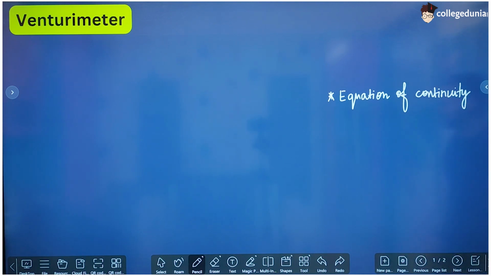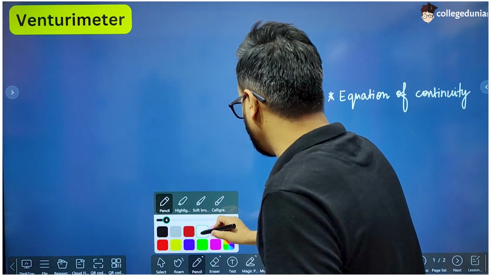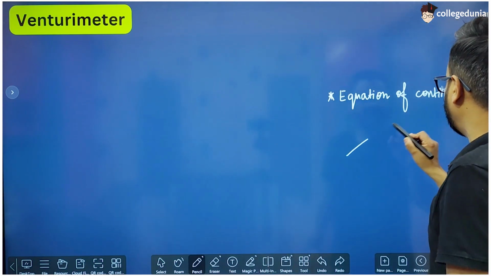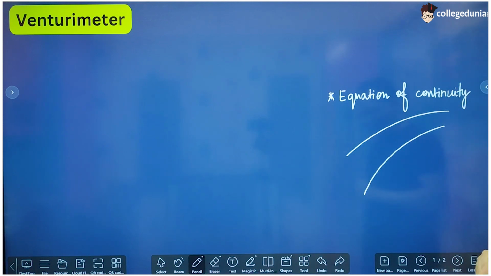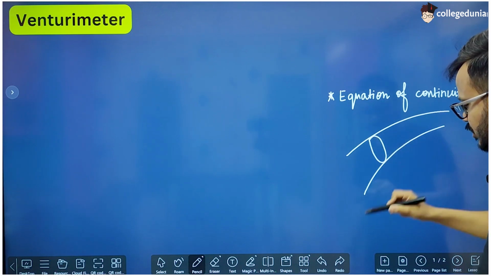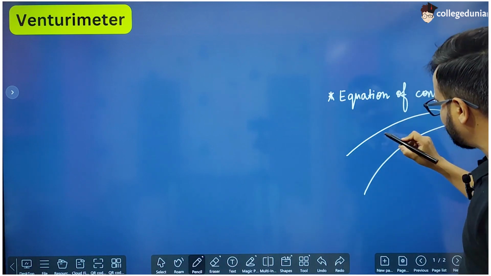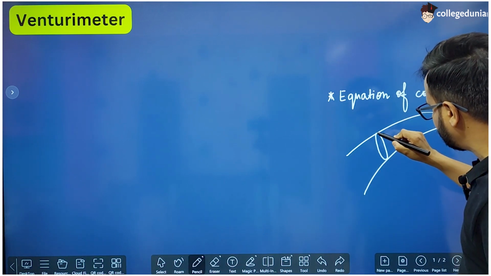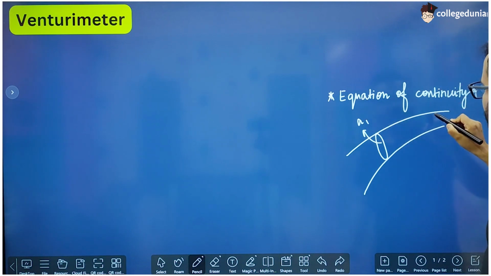Equation of continuity. This is another thing which is needed. So what is equation of continuity? Suppose we have a tube of non-uniform area of cross section, right? So the area of cross section of this part is clearly more than the area of cross section of this part. Area of cross section of this part is, let us say, A1, and area of cross section of this part is, let us say, A2, right?